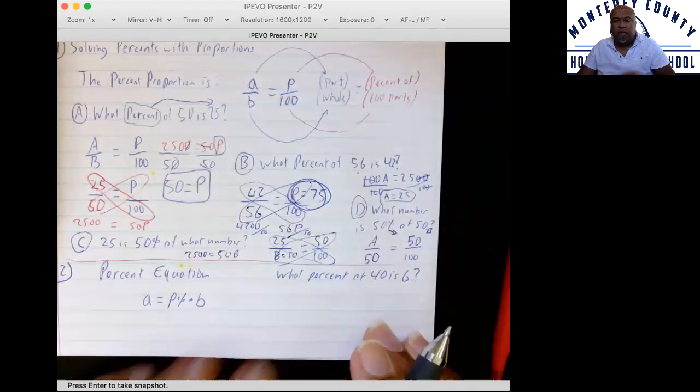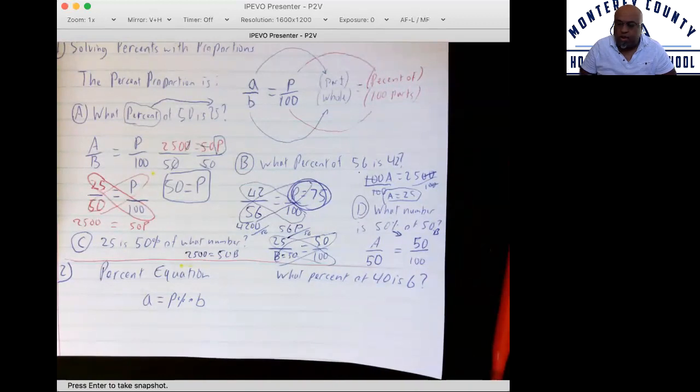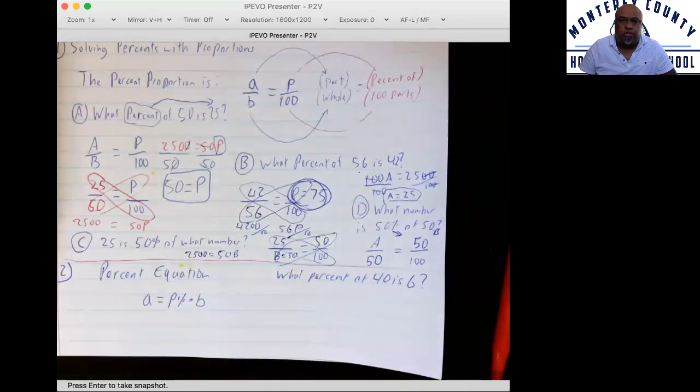Okay. So I'm just showing you that it's really good to know the proportion A is to B as P is to 100. Know the proportion well so that when you're given a question, you can find the parts and put them in the right spots. 99% of the people that mess up on these problems mess up because they have difficulty figuring out which part to put the numbers into the proportion.